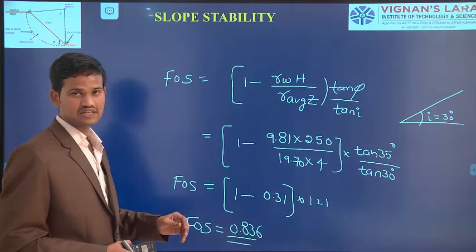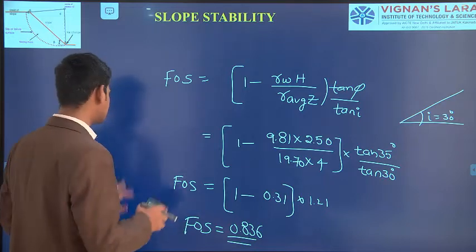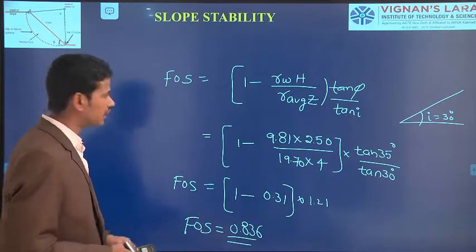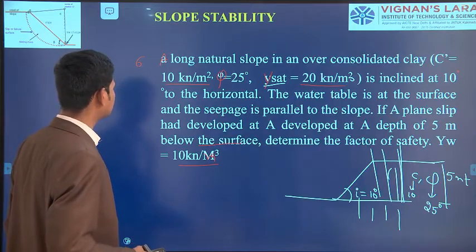That means the slope is in an unstable condition. The slope is going to fail. This is what we have done up to now. This is the problem. Now we will see one more problem based on this.